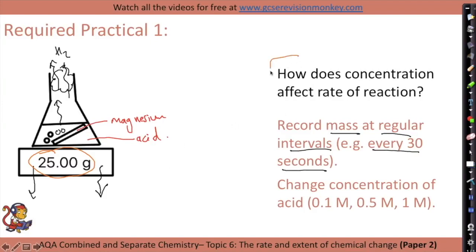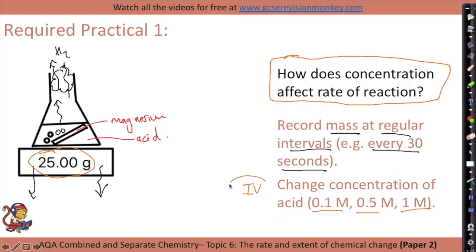You could then, for example, answer questions such as how does concentration affect the rate of reaction? And then you could change the concentration, for example, using 0.1, 0.5 and 1 molar acids. In the exam, they may ask you about variables. So in this case, this would be your independent variable that you're changing. The rate of reaction, or the mass on the balance every 30 seconds, would be what you're measuring, your dependent variable. And your control variables that you should keep the same would be things like the mass of magnesium that you're using and the volume of acid.